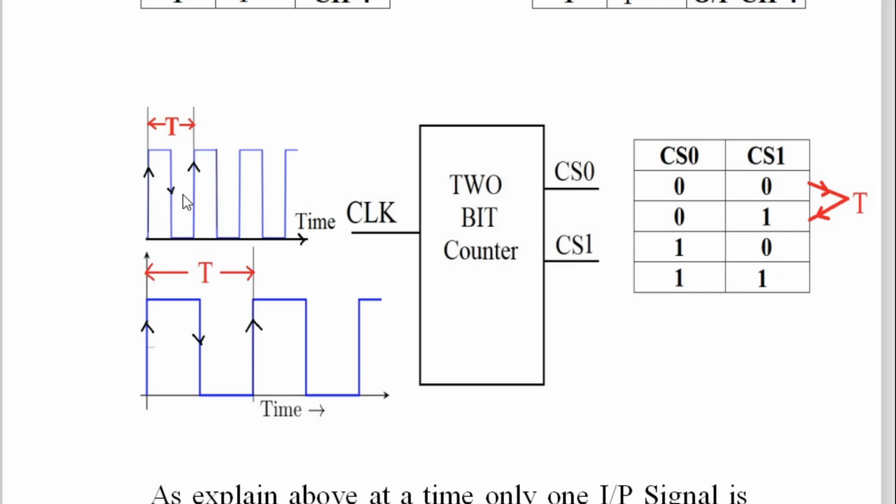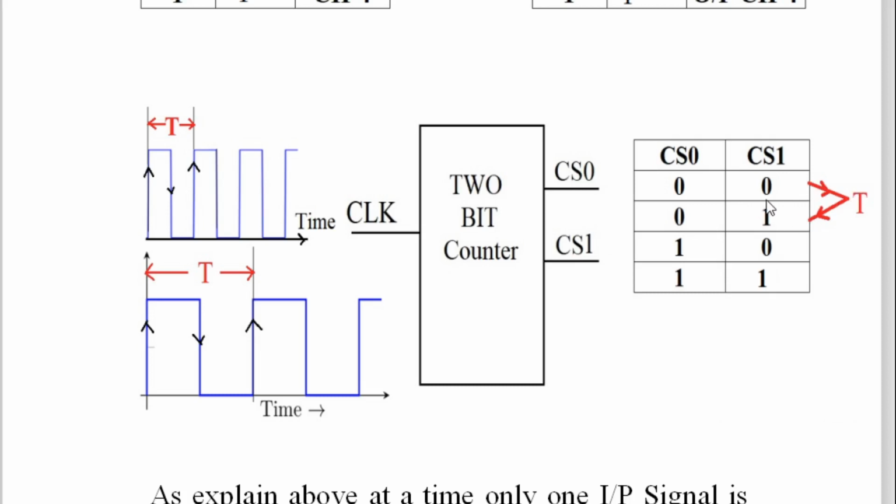Now let us take into consideration that this time is very small, and therefore when you apply this type of clock to the counter, as this is a square wave, automatically after this small interval of time the output of the counter will increment from 00 to 01. It means the output of the counter will change its state from 00 to 01.